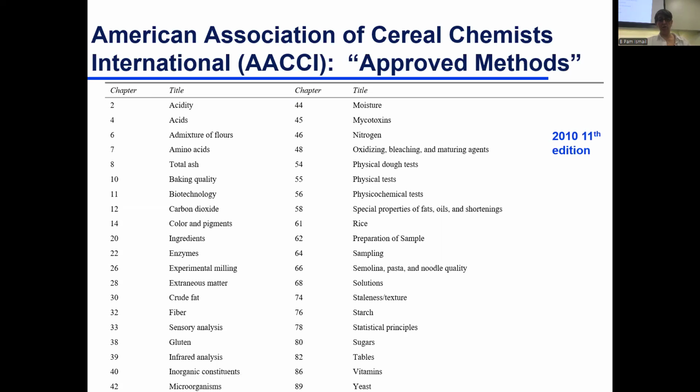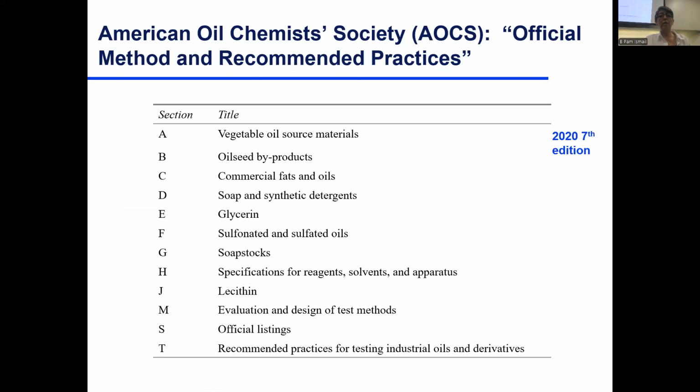And then you have the American Oil Chemists' Society, where it's mostly methods for fats and oils. There are some for protein as well, like for soy protein, oil seeds methods. And then you see that there is a method, for example, for lecithin, methods for measuring oil characteristics from different sources.